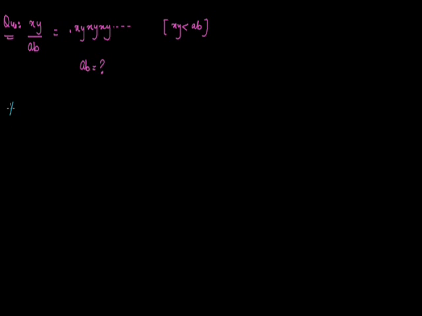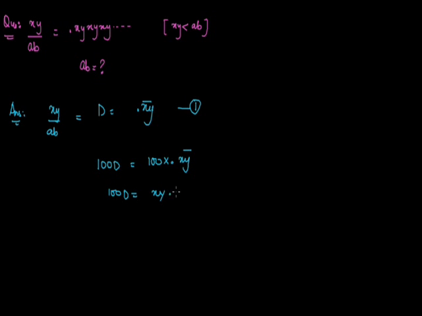For solving this problem, we'll take the value of xy upon ab to be d, which can be written as 0.xy with a bar. The bar sign denotes that xy gets repeated infinite times. Now we mark this equation as equation 1. We multiply d equal to 0.xy bar with 100, so it becomes 100d equal to 100 into 0.xy bar, which can be written as 100d equal to xy.xy bar. This is our equation 2.